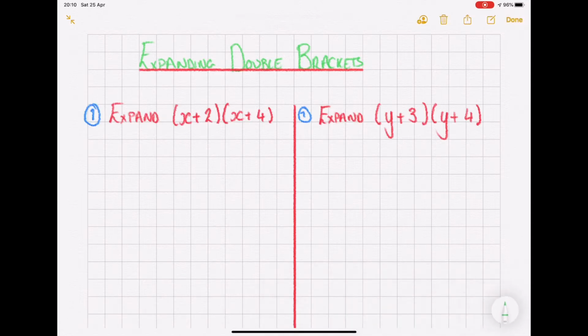Okay, so hopefully you're all familiar with algebra to some degree. The method I'm going to be using to teach you today is the grid method. Okay, so let's have a look at this first question here. Expand brackets x plus 2 brackets x plus 4.